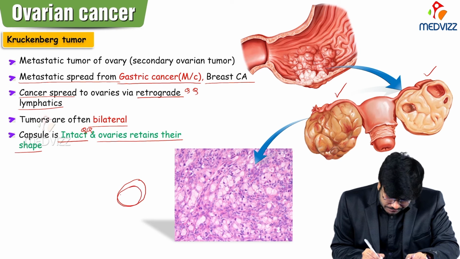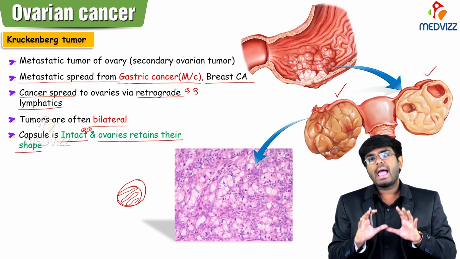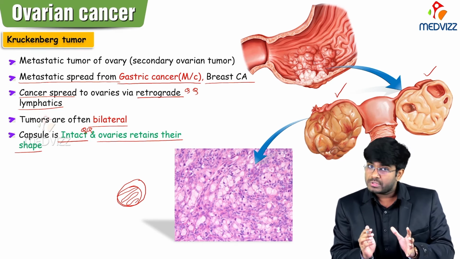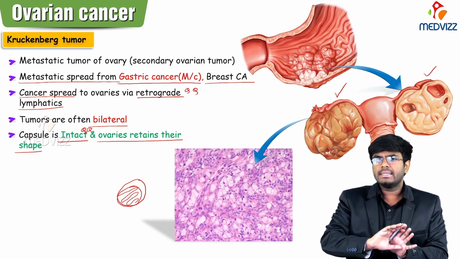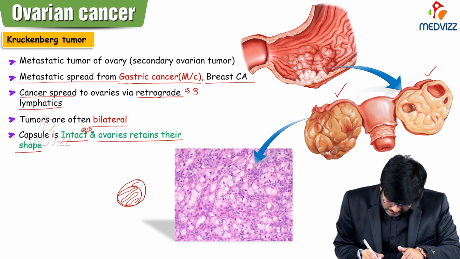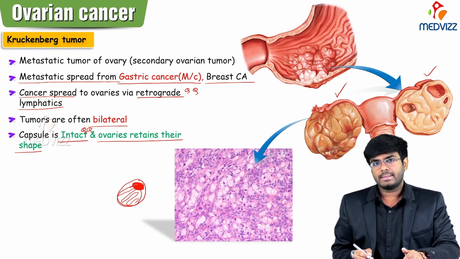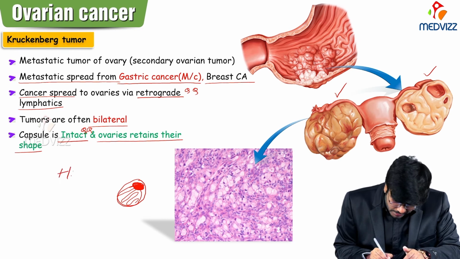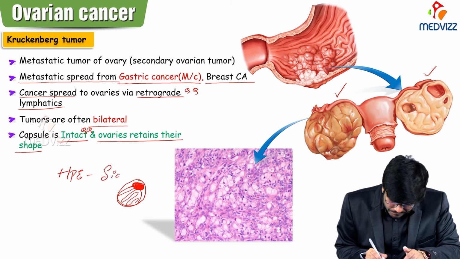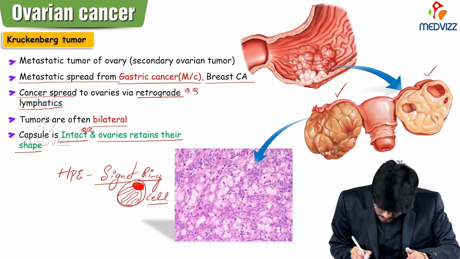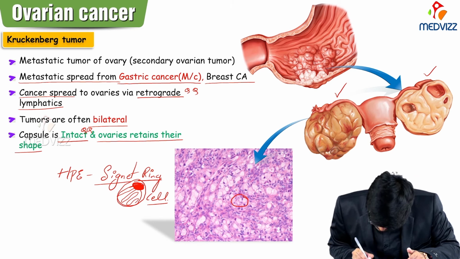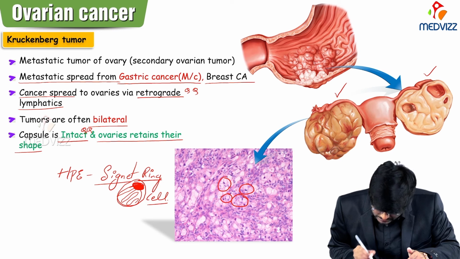Which are mainly filled with a vacuole which contains mucin. Okay, so a tumor cell has a vacuole which contains mucin, and this vacuole is pushing the nucleus to the periphery. Okay, the nucleus is going to come to the periphery, so it just looks like a ring. So signet ring cells, okay, on histopathology you can see signet ring cells. Okay, so signet ring cells are seen with the Krukenberg tumor. You can see here, these are all the signet ring cells.